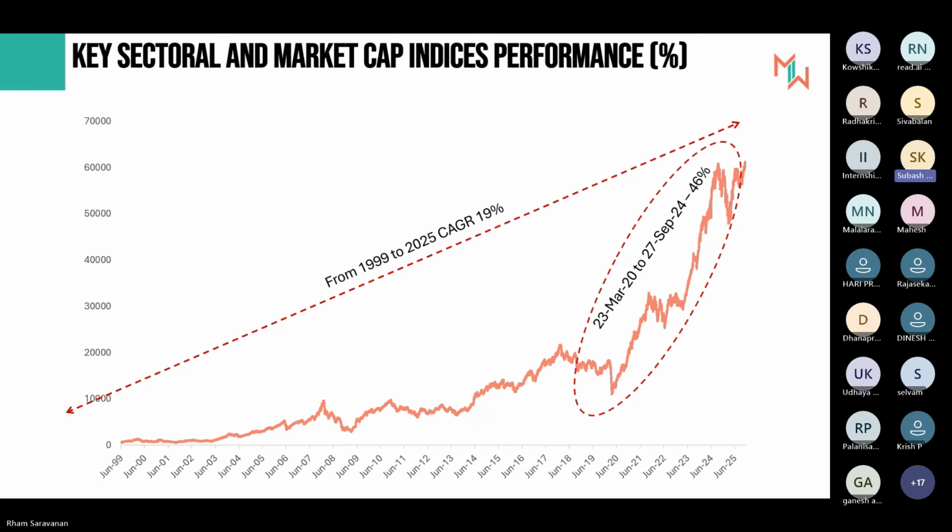From 1999 to 2007, no big events happened in the market, so it was very slow and steady. Then in 2008 there was a global crisis, where the peak index value was 9,000 and it went down to 4,000. That means a 50% correction.